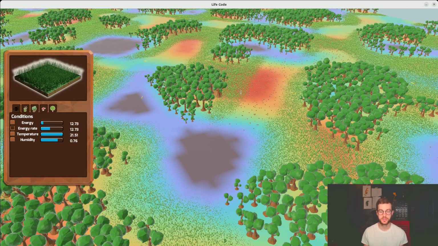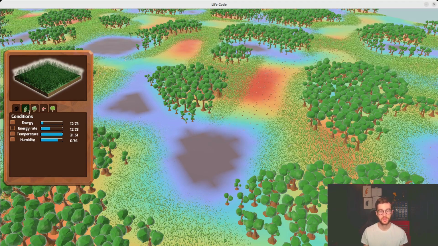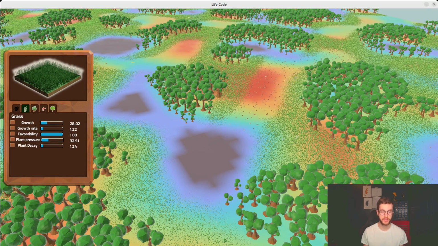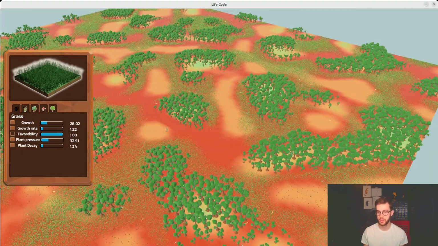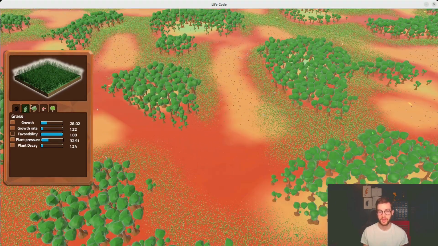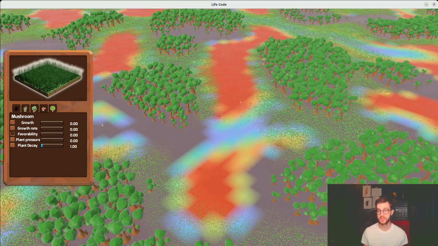Together, the world conditions form what you could call biomes, and different plants like to grow in different biomes. So if we check the grass tab here, we can see that there's a value here called favorability. Clicking here, you can see that grass likes to grow where it's red. And we can also see the mushrooms, for example. Here we can see that the mushrooms like to grow here.